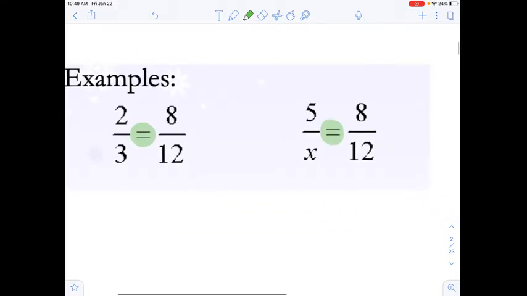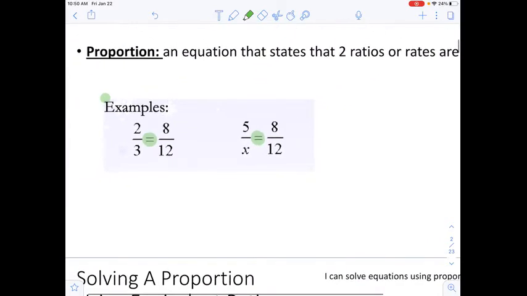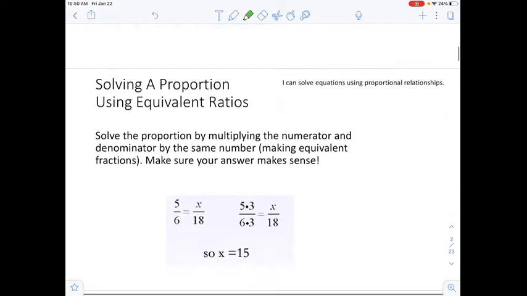So same thing with this, 5 over x equals 8 over 12. Well, this relationship is also proportional. It tells us that by that equal sign. It means that both of these, if we were to turn them into decimals, they would both be the same thing. They are proportional.